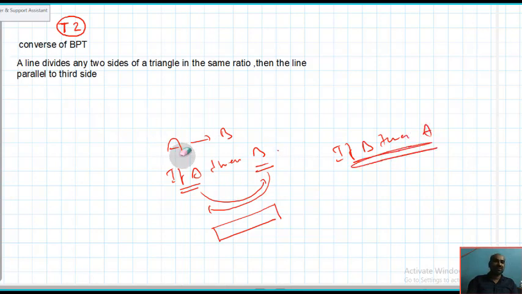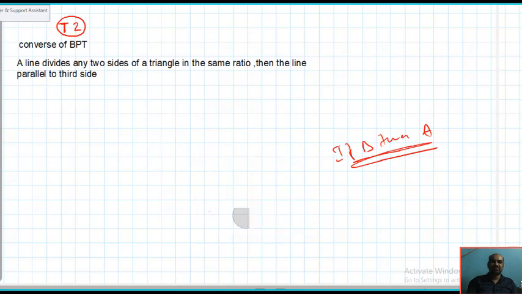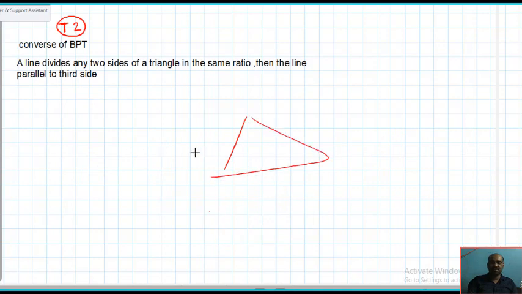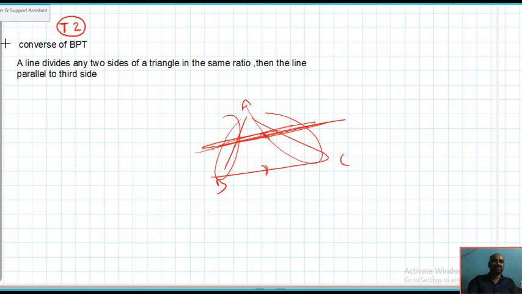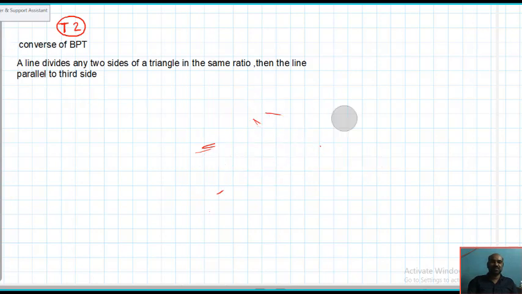Most of the converses of theorems will be true. What is the statement of BPT? I will tell you again. A line parallel to the base divides the other two sides in the same ratio. Its converse means: if a line divides two sides of a triangle in the same ratio, the line should be parallel to the third side. That is the statement. Okay students, that is the converse. If a line divides any two sides of a triangle in the same ratio, then the line is parallel to the third side. Just now explained.